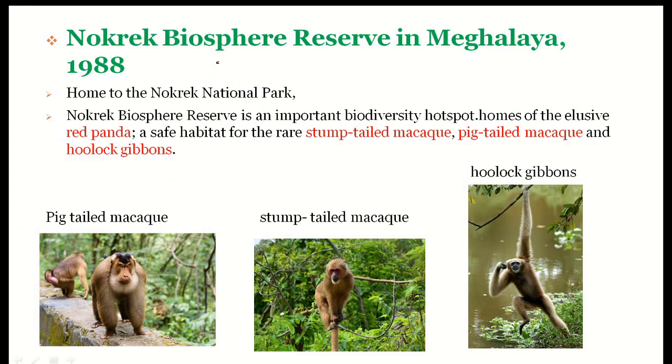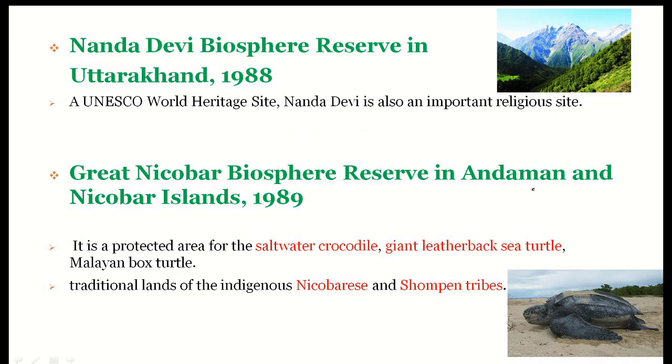Next is the Nokrek Biosphere Reserve in Meghalaya. It was the second Biosphere Reserve and it is home to Nokrek National Park. You can see animals like red panda, stump-tailed macaque, pig-tailed macaque and hoolock gibbons. Next is the Nanda Devi Biosphere Reserve, which was established in 1988. It is also a UNESCO World Heritage Site and an important religious site.